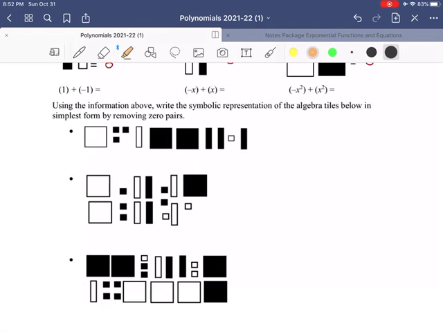So for example, this tile here and this tile here, that is a 0 pair. So you can cross those out. They will add up to 0, so they are irrelevant. See you later. We can also look at this negative x and a positive x. That's also a 0 pair, so we can cancel those out. Is there anything else? Yeah, we have a positive x and a negative x. So those two are also a 0 pair.